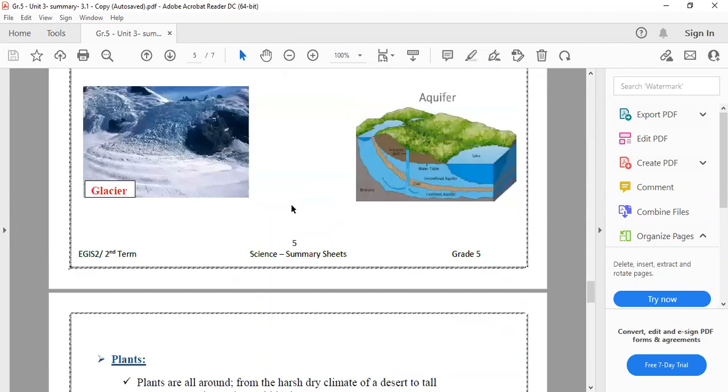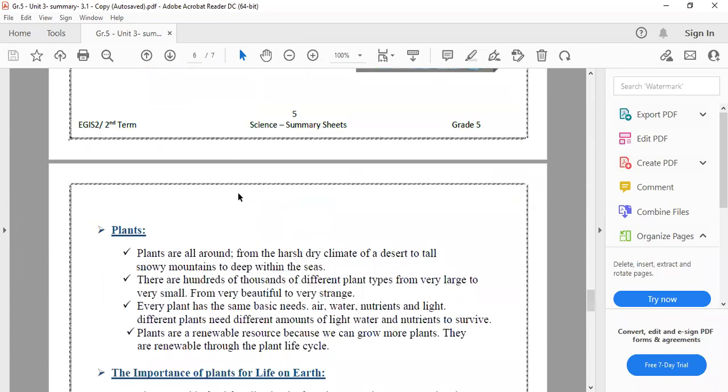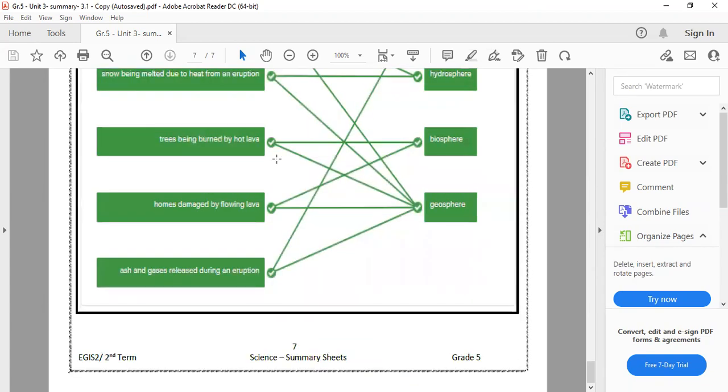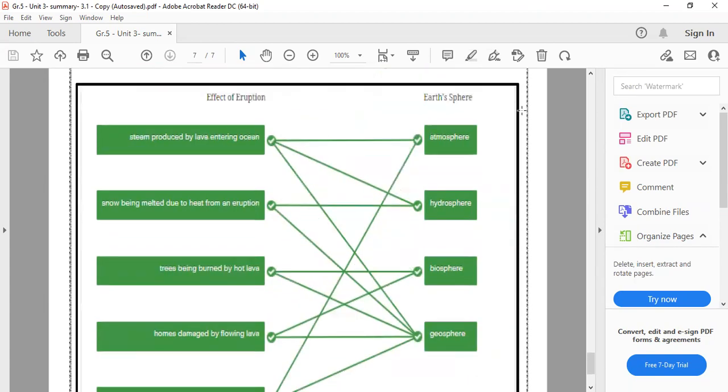Here we will stop at page number 5, and in the next period we will start at page number 6, moving to page number 7. Okay, guys.